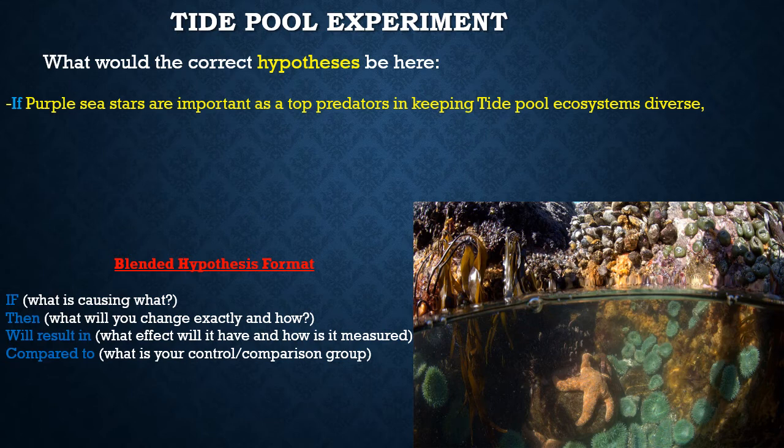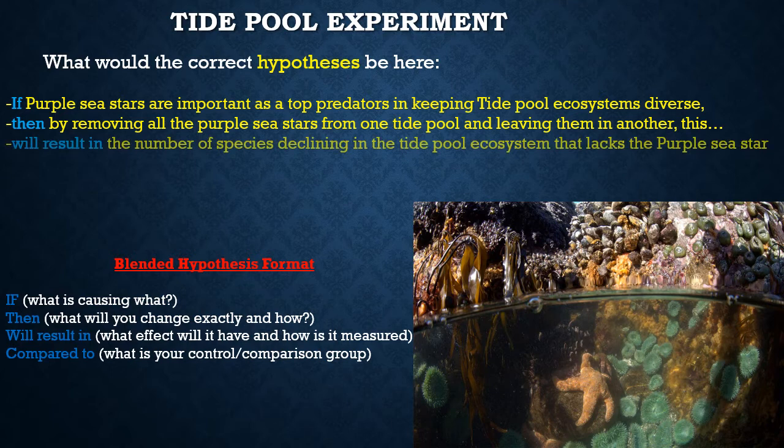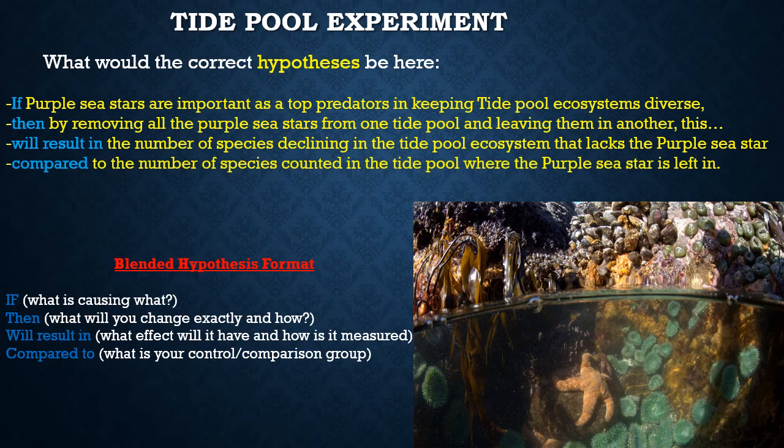If purple sea stars are important as top predators in keeping tide pool ecosystems diverse, that is to say, keeping them diverse with different numbers of species, then by removing all the purple sea stars from one tide pool and leaving them in another, that is to say, that's what we're doing, we're removing the top predators in one tide pool and leaving them present in another, this will result in the number of species declining in the tide pool ecosystem that lacks the purple sea star, so the number of species is expected to decline, and compared to the number of species counted in the tide pool where the purple sea star is left in.